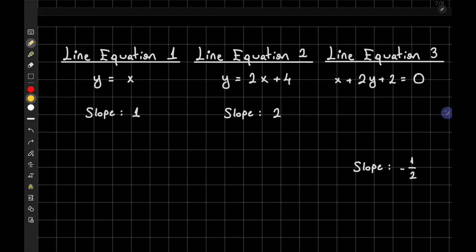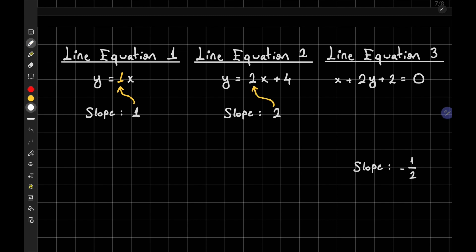So let's look at the line equations and their corresponding slopes, and let's try to see a pattern in those line equations and their slopes. Here we have y equals x, the slope is 1. y equals 2x plus 4, the slope is 2. As you can see, this slope is the coefficient of our x variable. Slope is 2, and the coefficient of x is also 2.